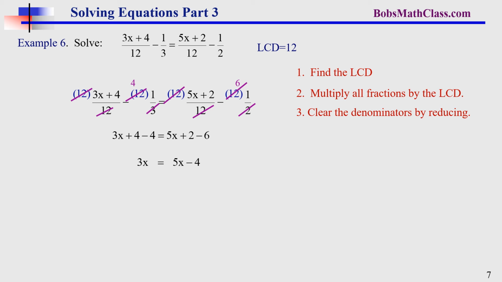Now we want x on one side. We want to bring the 5x to the left-hand side, so subtract 5x on both sides. That gives us negative 2x equals negative 4. And divide both sides by negative 2. So x equals 2.